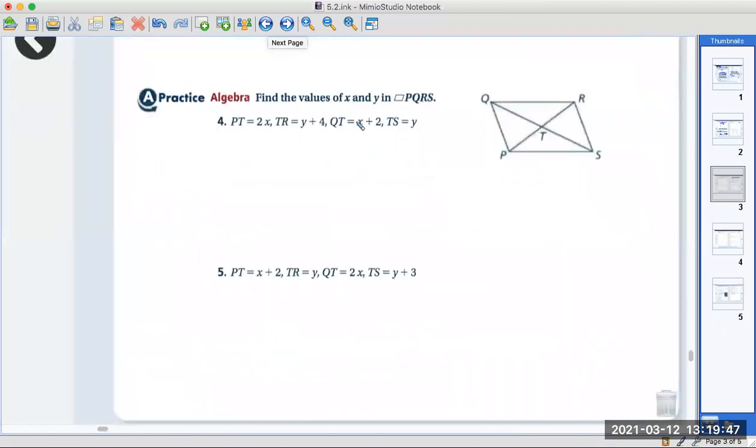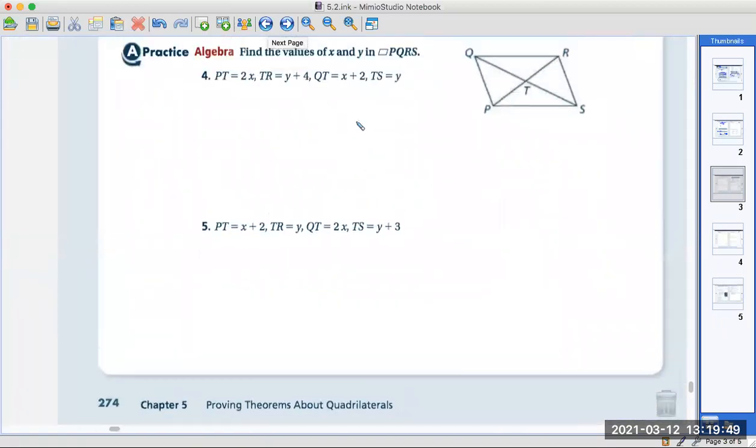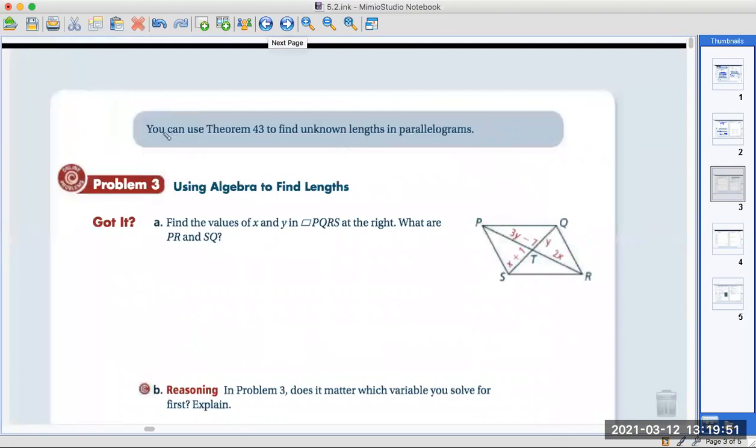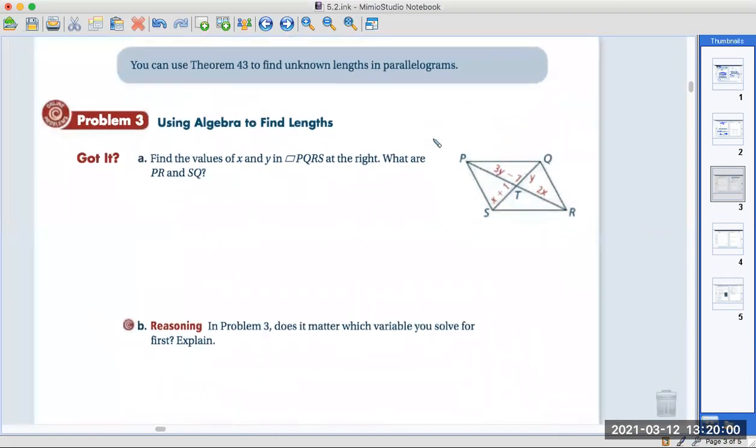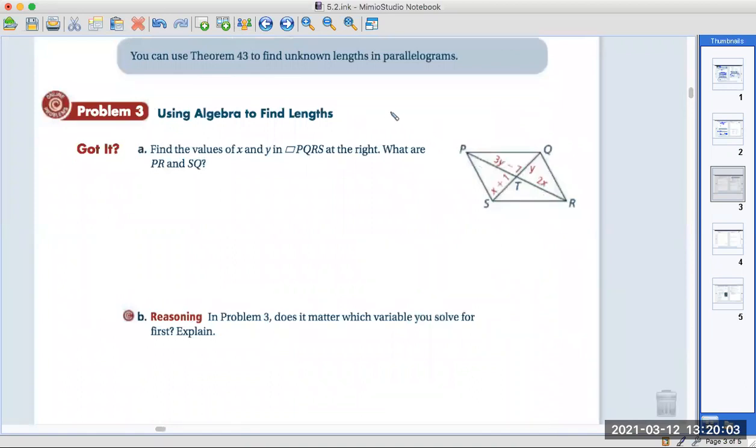This one. This is page 274. Okay. You can use theorem 40 which was on the previous page to find unknown lengths in a parallelogram. Super interesting, right? Okay, so look, what do we have here? These are diagonals. I'm already zooming in on the diagram. I'm familiarizing myself with it. These are diagonals. We learned they bisect each other. So this is the same as that.